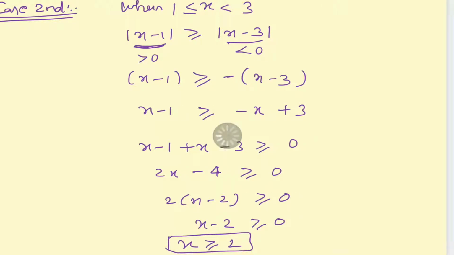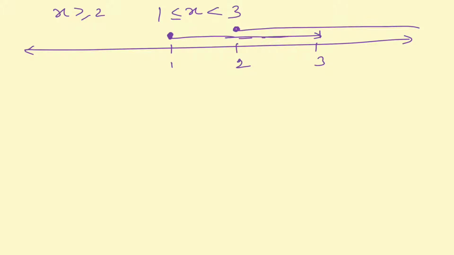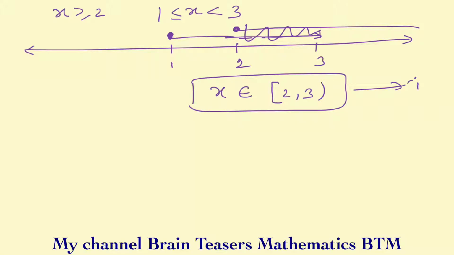That means we are going to take the common. When x is between 1 to 3, then x must be greater than or equal to 2. That means we need to take the common, that is nothing but 1, 2, that is 3. X must be greater than or equal to 2 when x is from 1 to 3. 1 we need to take, 3 we no need to take, so we need to take the common. So the common thing is x belongs to the closed interval 2 to 3. That will be the answer, and we can call it equation first.